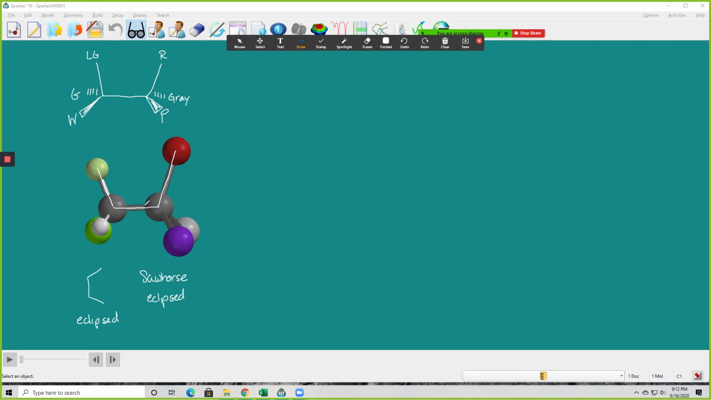Now, I want to turn this into a Newman projection. You may say, I don't know necessarily, you told me if you tip it on its side, it's eclipsed because it's missing the E. That's the mnemonic you're telling me to use. But I can't really see that this is eclipsed. And that's exactly what Newman helped us figure out by coming up with Newman projections.